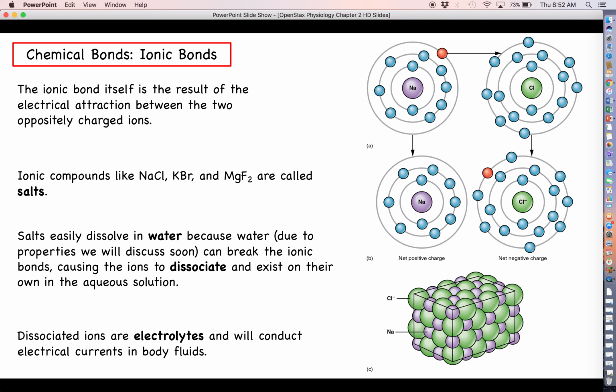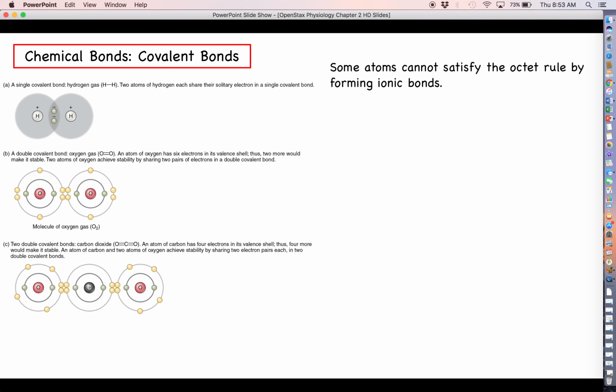Dissociated ions like this are called electrolytes when they are dissolved in solution, and they are called as such because they are capable of conducting electrical currents through bodily fluids. And as you can imagine, that will be extremely important later on when we start talking about the nervous system.